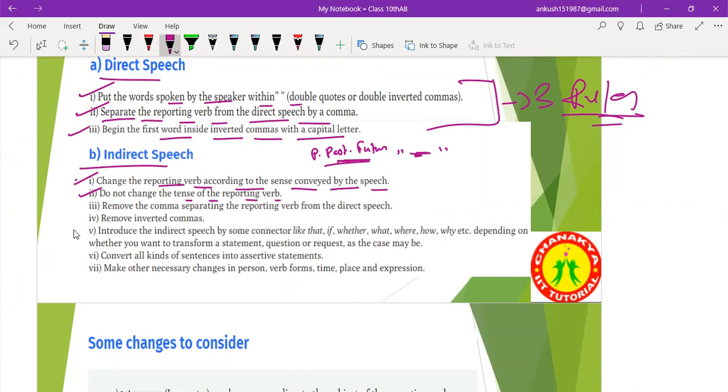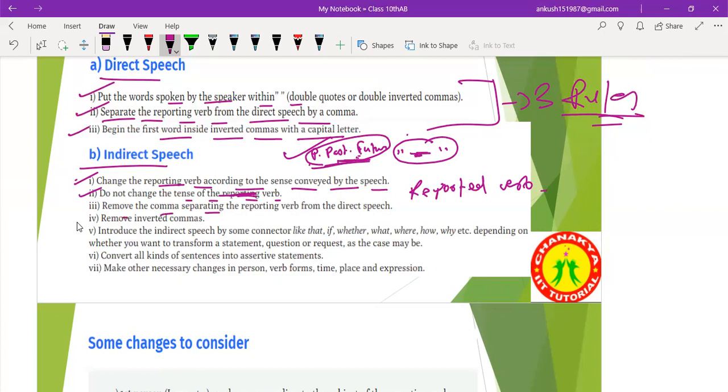Sorry, reported verb. Here it is written reporting. It is reporting outside the inverted commas, and between inverted commas it is reported. So it is the reported verb. You do not have to transform the sentence according to this verb. You have to transform the sentence into indirect speech by using this verb.